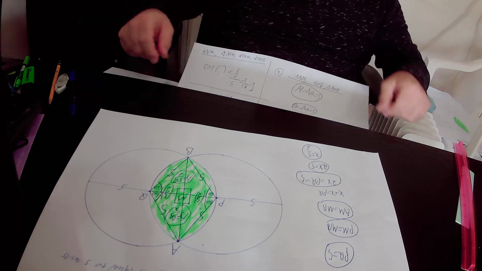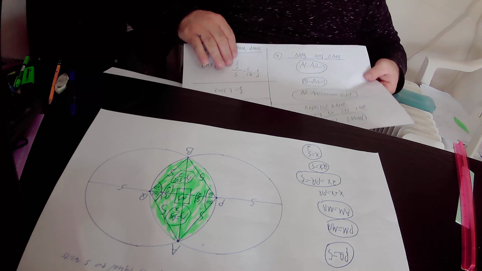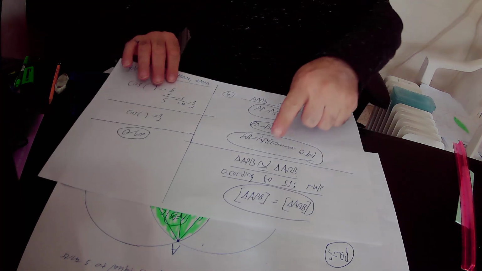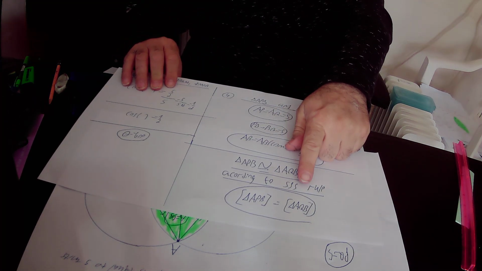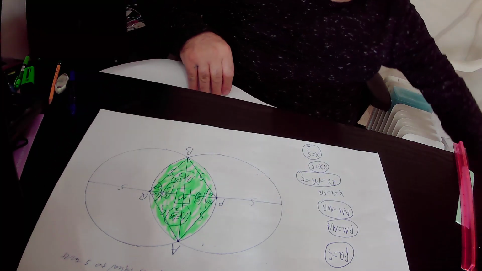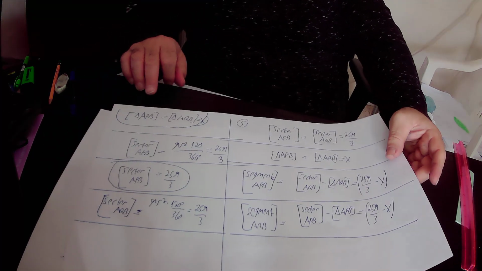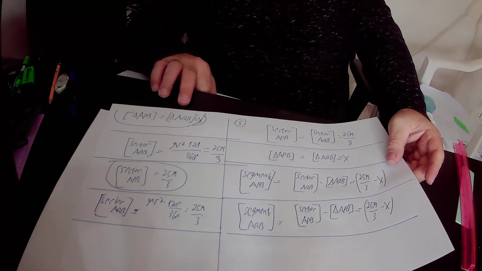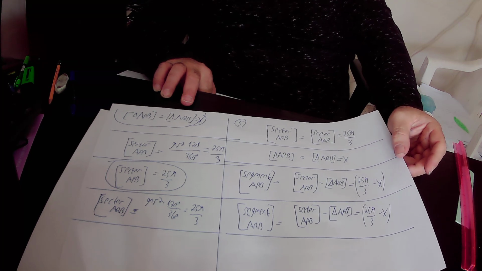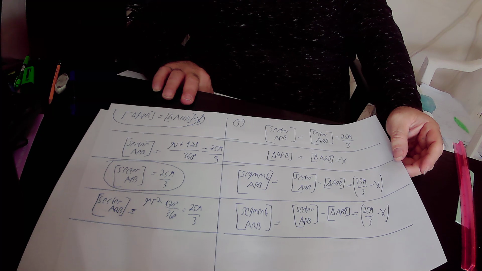And because those two triangles can go into each other, we conclude that they also have the same areas. So the area of triangle APB is equal to the area of triangle AQB. We define the area of those two triangles as x.